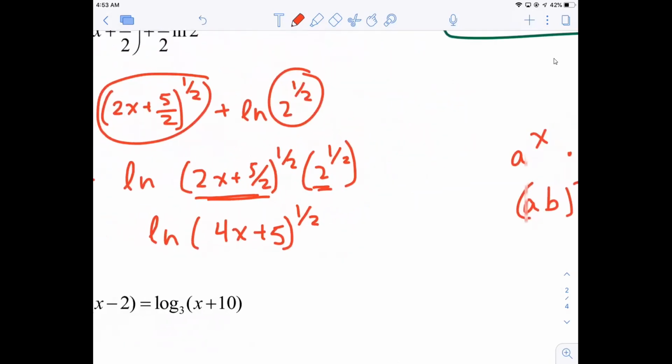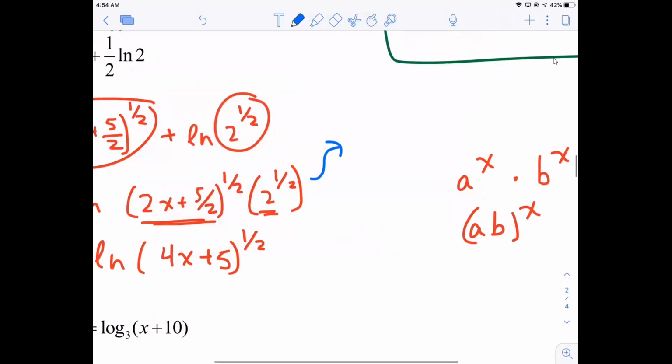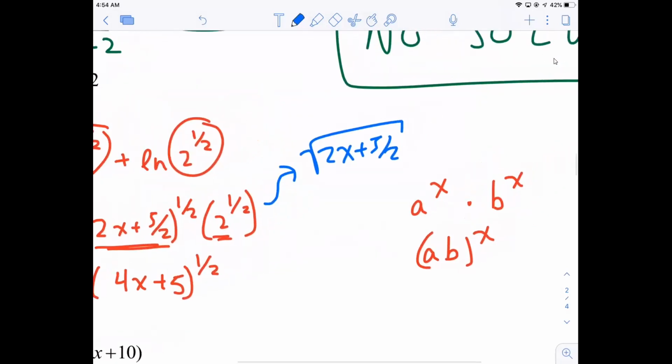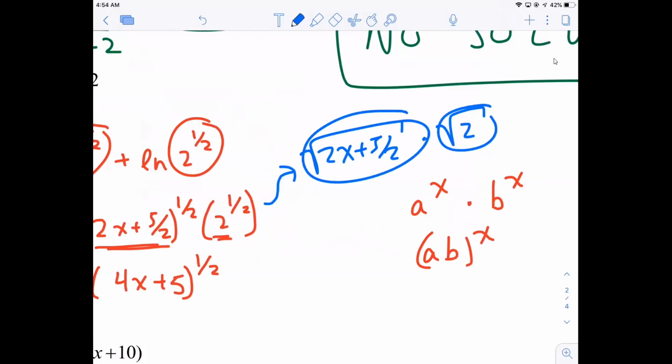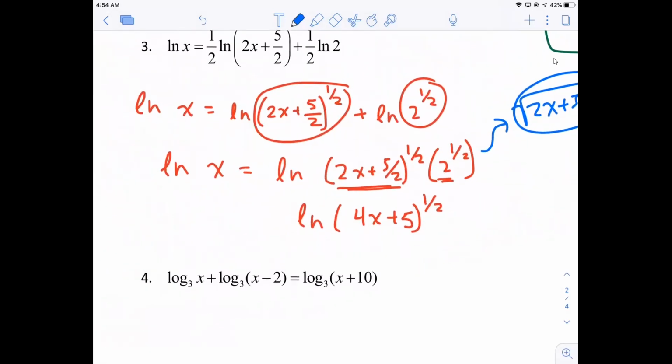Maybe it might help if you're confused about that to think of it in terms of square roots, right? If you have the square root of 2x plus 5 over 2 times the square root of 2, we know we're allowed to multiply the radicands together. So that might be easier to think of. Right, and that's equal to the natural log of x.